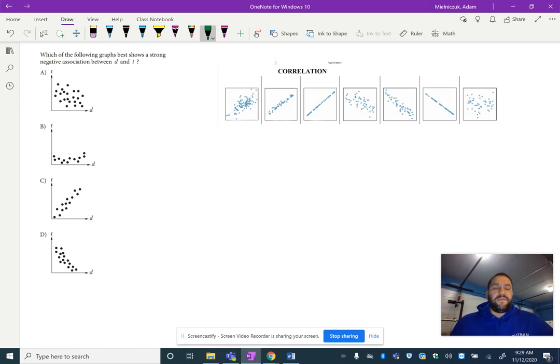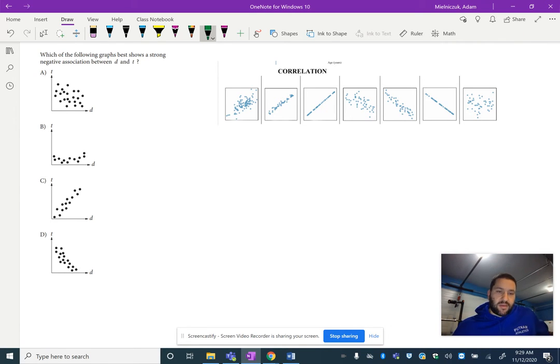All right, in lesson 5.2, we are going to take a look at how certain elements of statistics can show up in the SAT questions that we're always practicing. And the first one we're going to focus on is correlation.